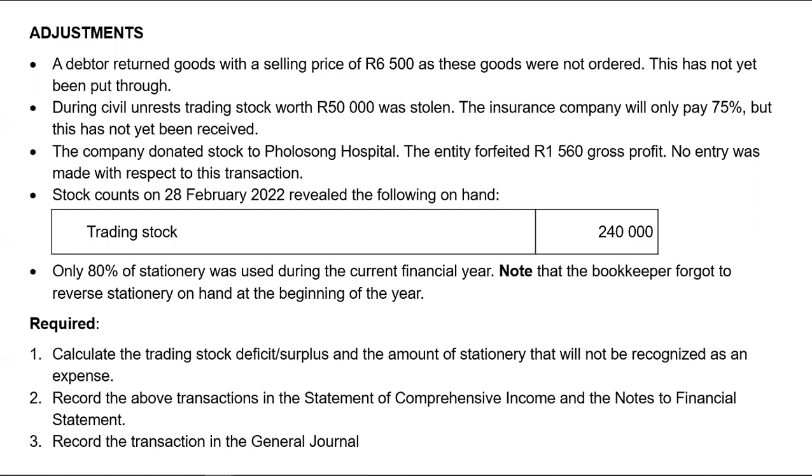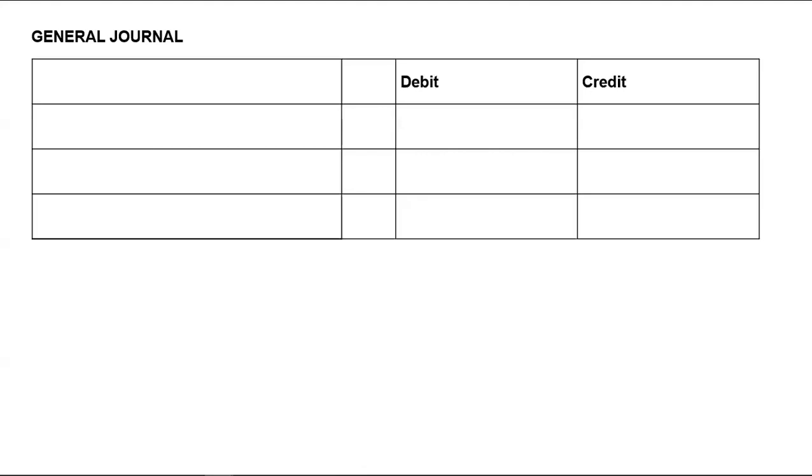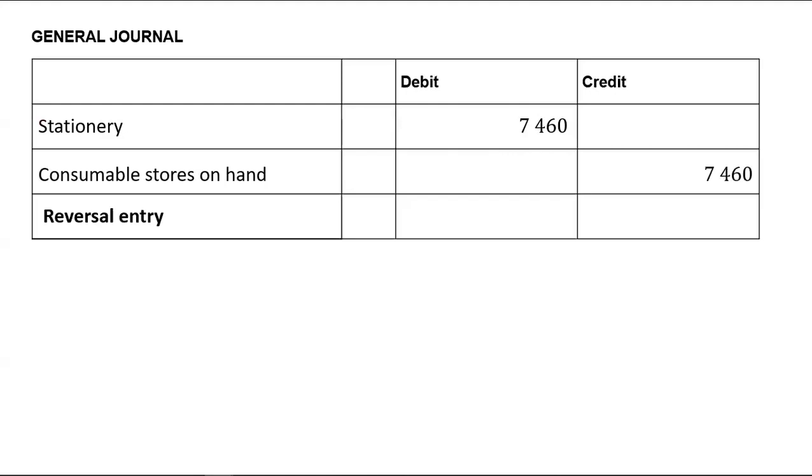So I'm simply going to debit stationery because it's an expense. So that is what you are going to expense that asset to, and it'll be 7,460. And then you credit consumable stores on hand, which is 7,460. Stationery is an expense and consumable stores was a current asset. And now our consumable stores that we had from last year is no more. Now we have 0 as consumable stores.